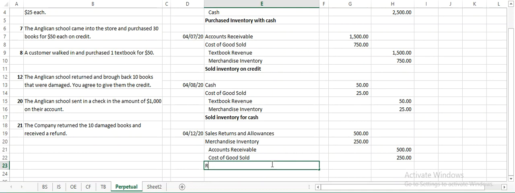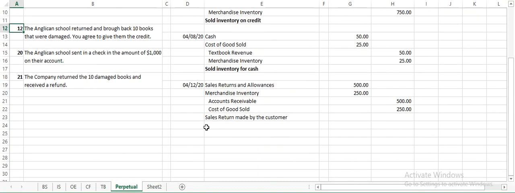Returned, sales return made by the customer could be the description given. And that's what's happening on the 12th. Let's move on to the 20th.